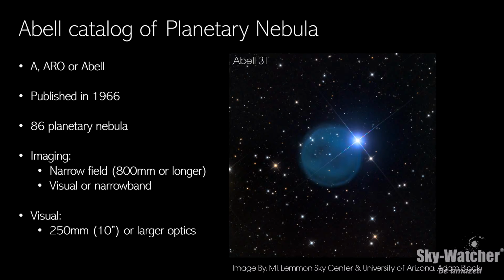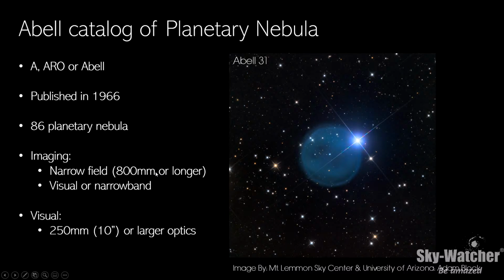You're going to probably need something about 800 millimeters or longer, depending on the chip size, because these are kind of small. You can do this with a one-shot color, light pollution filter, or if you're monochrome, RGB filters, but they really come out well if you've got some narrowband help with like an O3 filter or something like that.